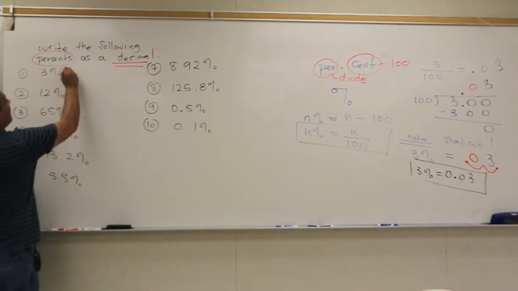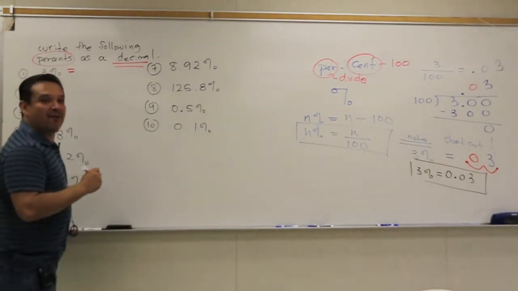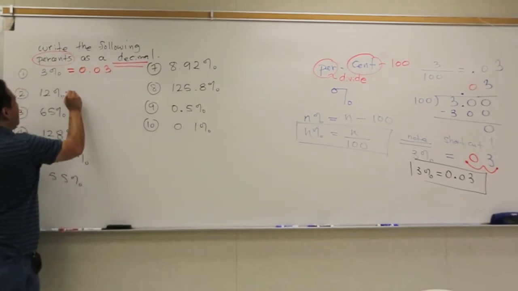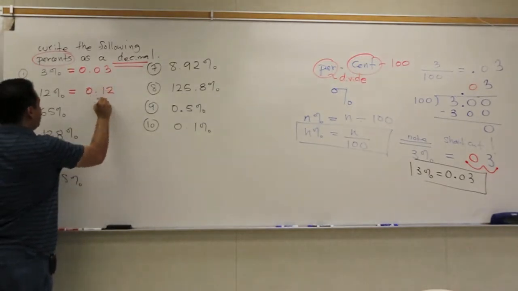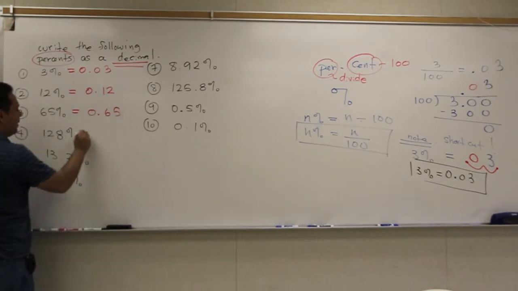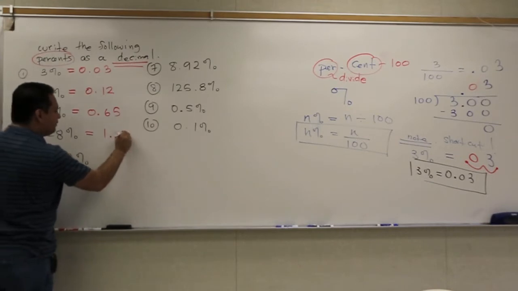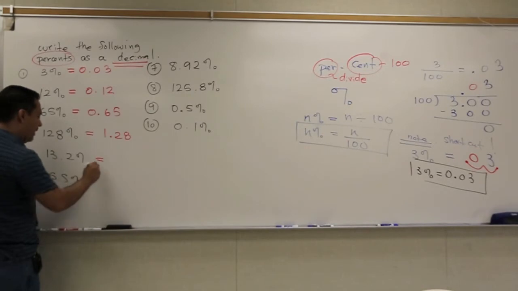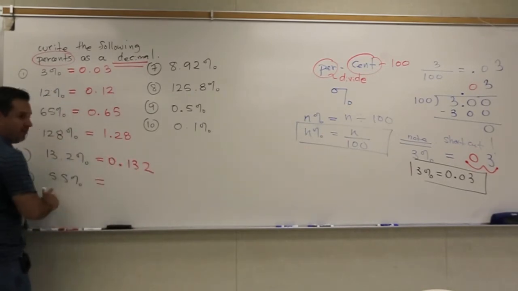Tell me, what am I writing down since you're Math 110 suave? What are you going to put down? You're going to say 0.03. And what's 12%? 0.12. Okay, good. What's 65%? 0.65. What's 128%? 1.28. Good. And then what's 13.2%? 0.132, good.